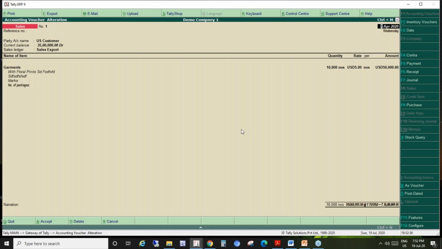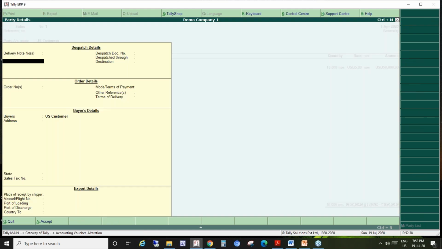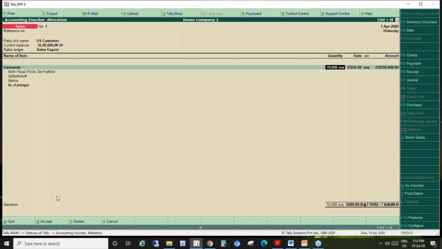Place of receipt by the shipper. What is the vessel type number? Similarly, here again we get this option. What are the marks?